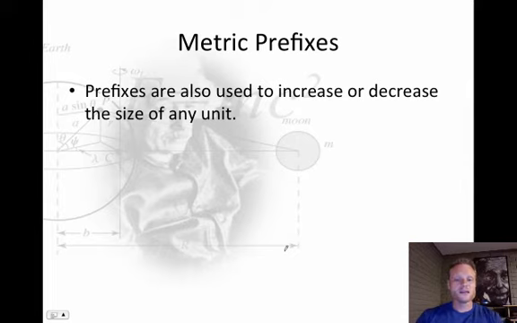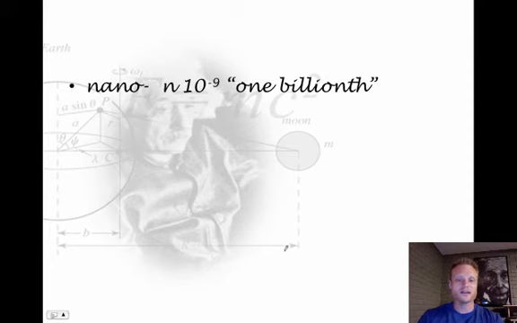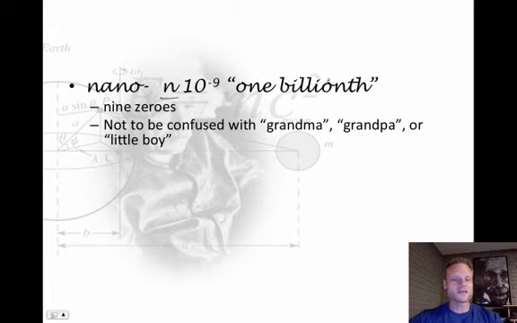Prefixes can be used to increase or decrease the size of any unit. Some common prefixes that you should be familiar with would be nano, which is abbreviated with a little n, and it's 10 to the negative 9th meters, or 1/billionth of a meter. Okay, so it's super tiny. When you're on the nanoscale, you're talking super small. And it's not to be confused with grandma, grandpa, or little boy.